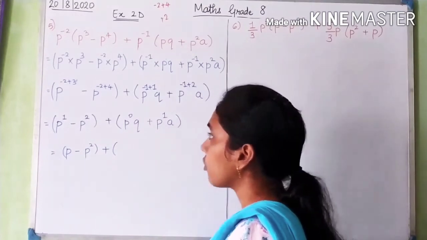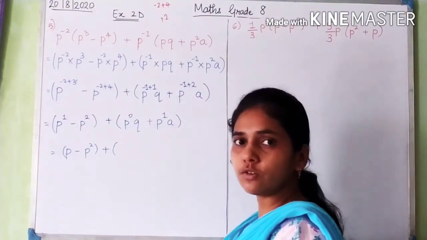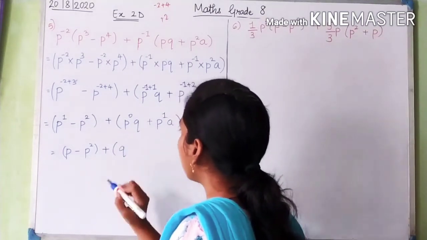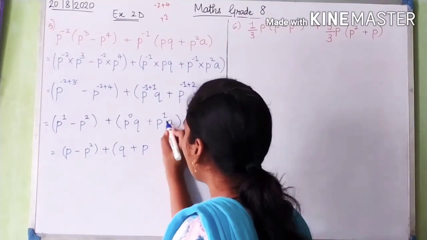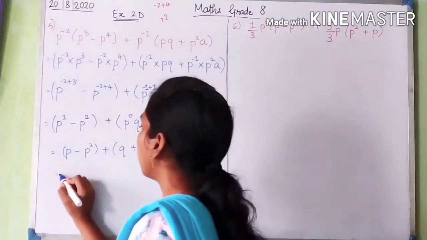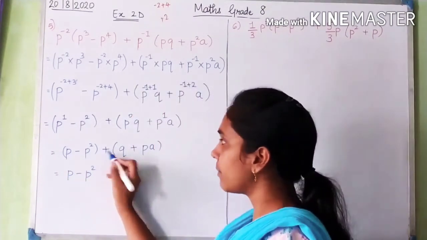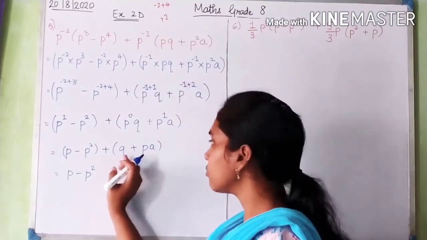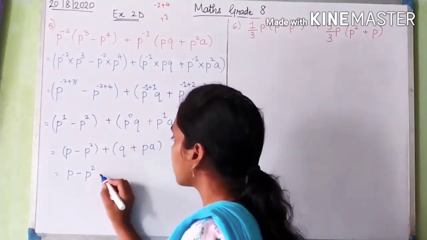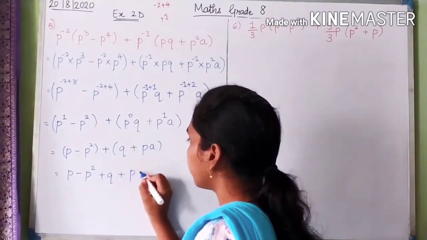Okay. Now p raised to 1 is p, minus p square, plus p raised to 0. According to the third law of indices, we have seen any number, if it is raised to 0, then its value is 1. So 1 into q is q, plus p raised to 1 a means pa. Okay. Now we remove the brackets. So to remove the brackets, p minus p square. Outside this bracket there is a plus sign, so the sign of the terms will remain the same. So plus q plus pa.